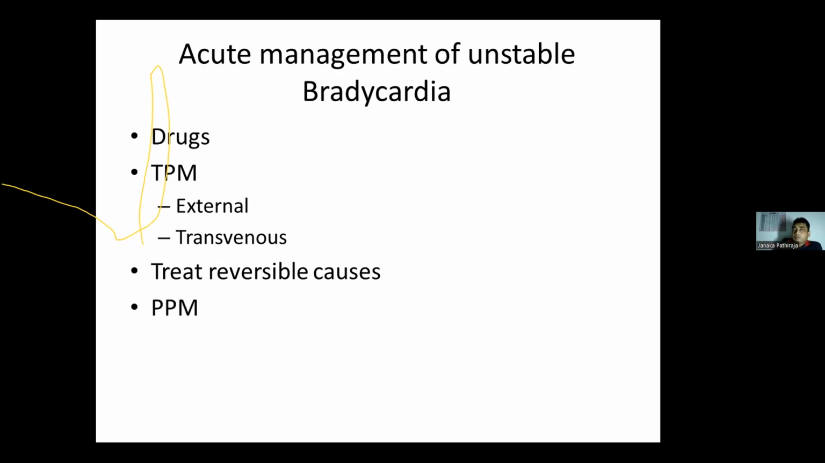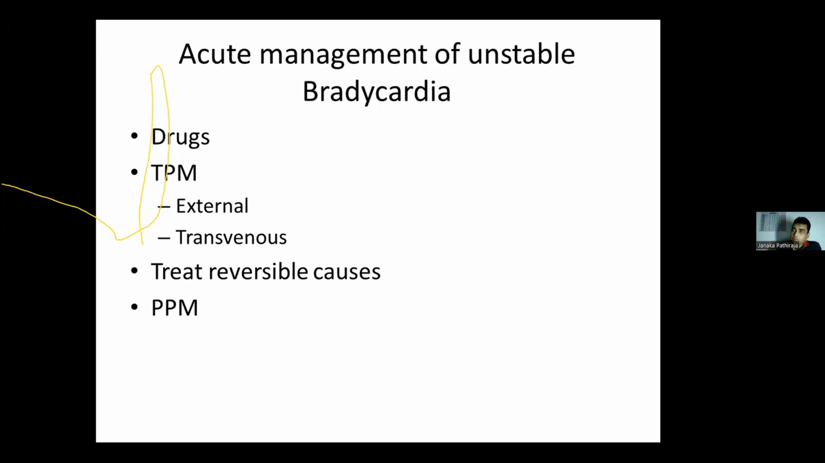Then if the cause is irreversible or untreatable, we have to go for a permanent pacemaker, because we can't keep a temporary pacemaker for a longer period. It has other adverse effects, so we have to take the TPM out as early as possible. So if the cause is irreversible or untreatable, you have to go for a permanent pacemaker. This is the outline of management of acute unstable bradycardia.